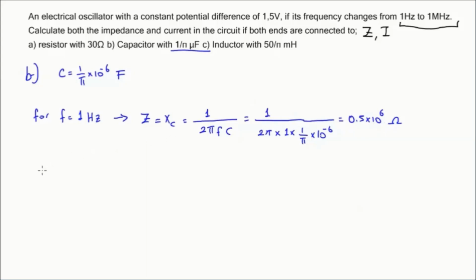So the current is going to be V over Z. It means V over XC. So V equals 1.5 over XC equal 0.5 times 10 to 6. It will be 3 times 10 to the power of minus 6 ampere. And we have to calculate impedance and current for the frequency 1 megahertz.